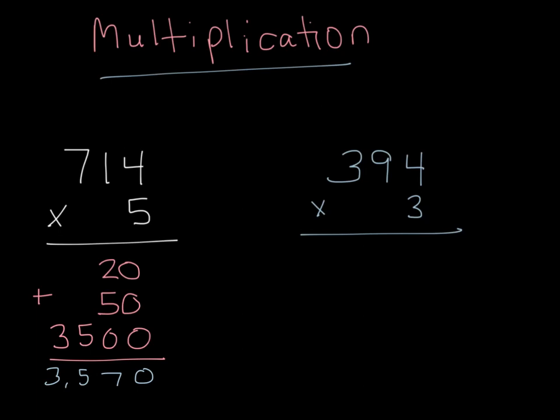It does. Think to yourself, what would be an unreasonable answer? 900, 500, something like that. We expected this to be a couple thousand. Let's do the next problem.